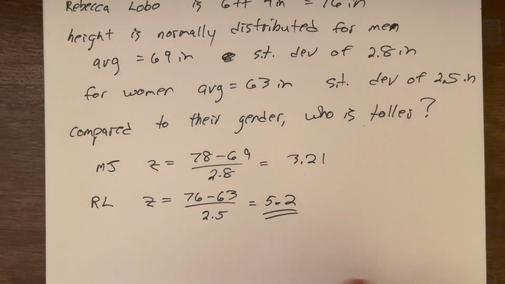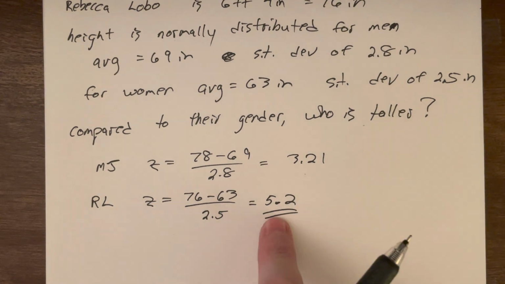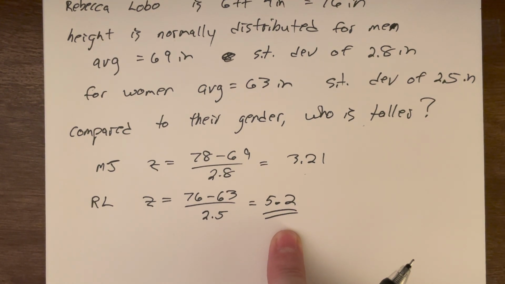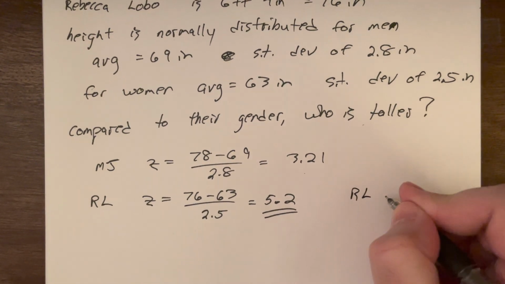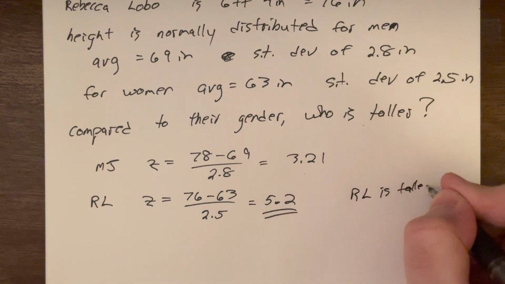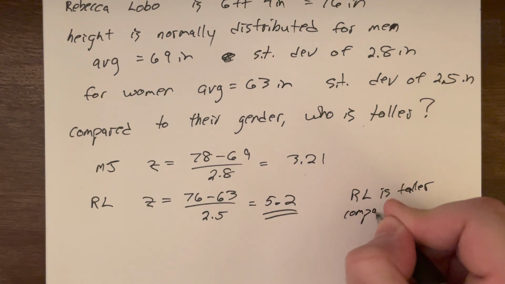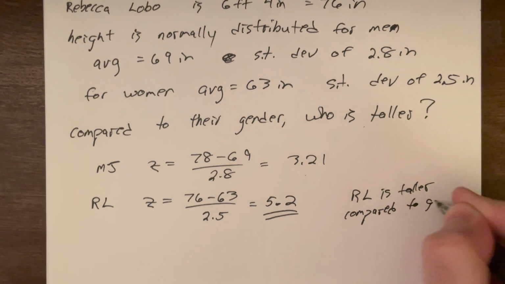So that's all you need. You don't need an extra answer to this. The z-score is enough. You don't have to re-explain that. That would be enough to conclude Rebecca Lobo is taller compared to their gender.